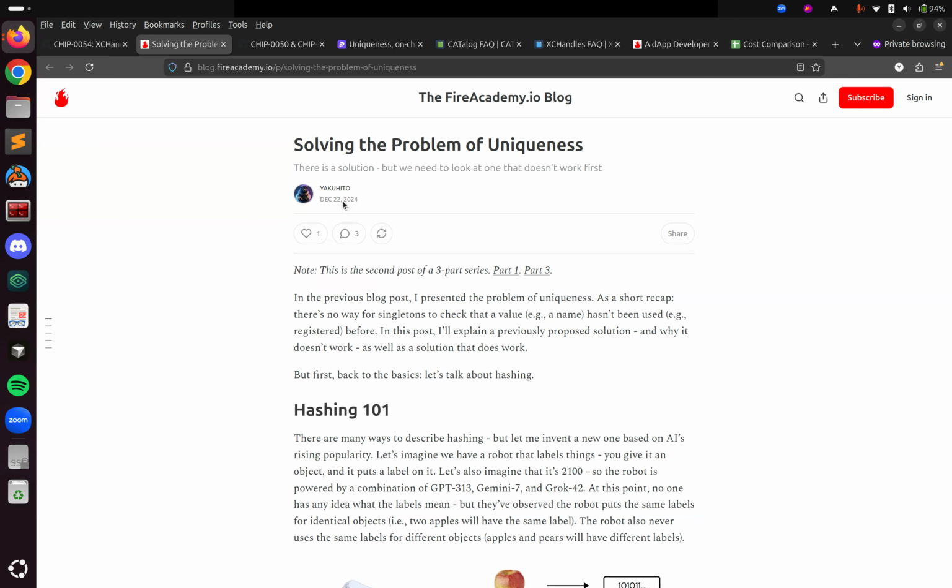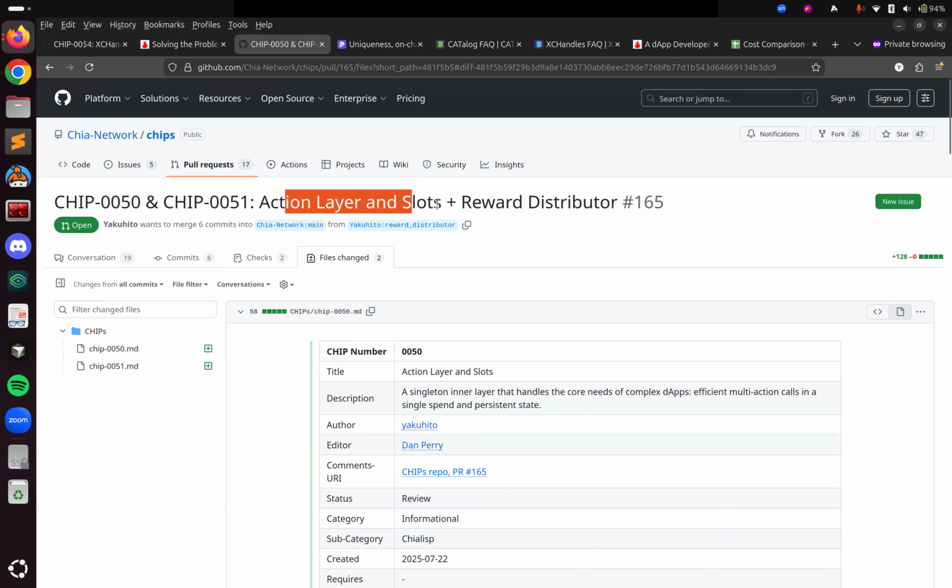Really, what this resulted in is this chip with action layer and slots, that CHIP-50, also in review. And a brief introduction to slots, what they are. As you know, if you have a decentralized application on Chia, you can have a singleton, which basically gives a series of coins an identity. So if you have an NFT, every time you spend it, you create a new coin because you can spend a coin only once. But the identity of the NFT remains in that coin because it's a singleton.